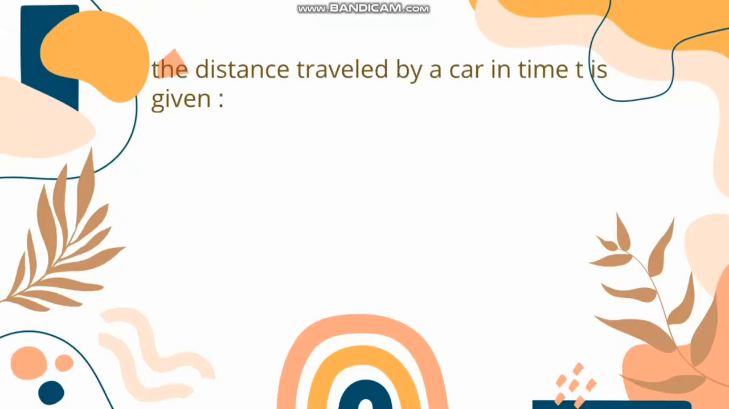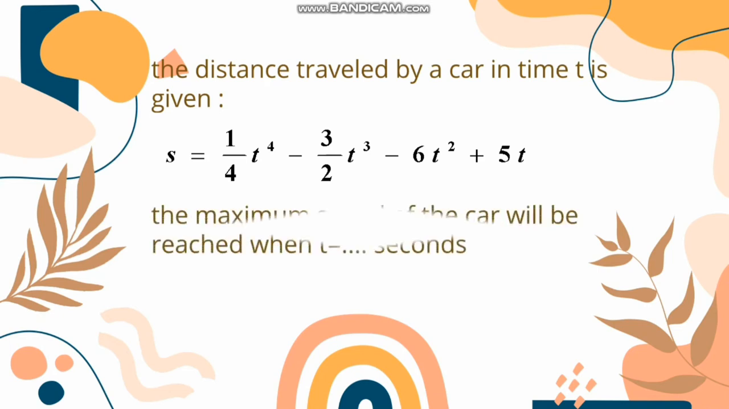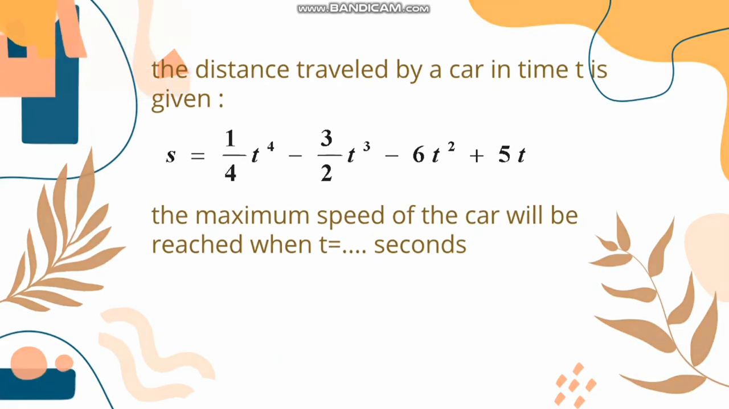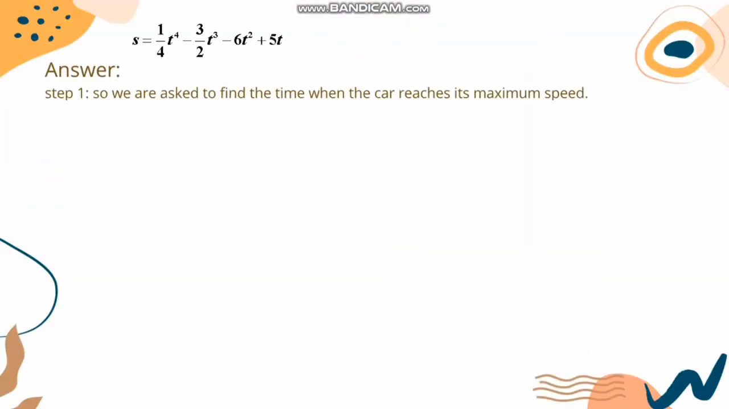Example 2. The distance traveled by a car in time t is given by s equal to 1 per 4 t to the power of 4 minus 3 per 2 t to the power of 3 minus 6t squared plus 5t. The maximum speed of the car will be reached when t equals how many seconds? Answer. Step 1. We are asked to find the time when the car reaches its maximum speed.